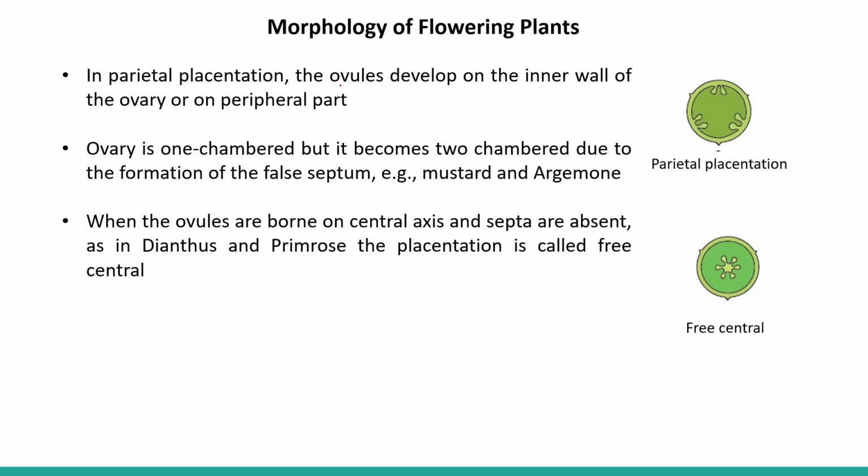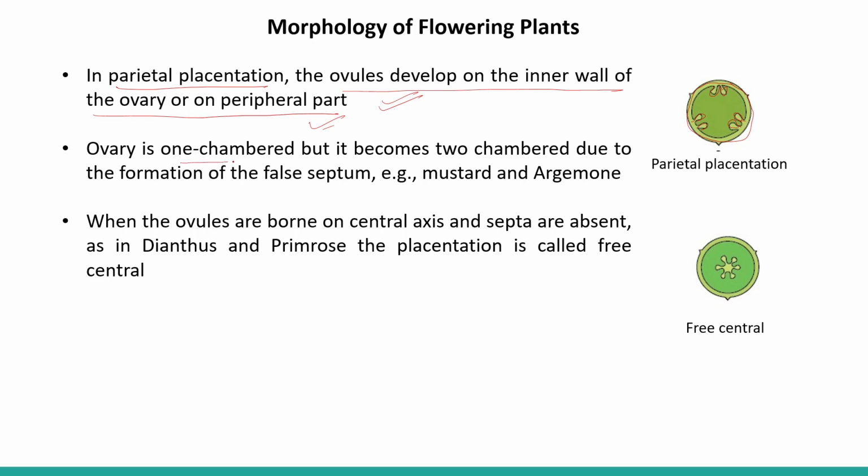In parietal placentation, the ovule develops on the inner wall of the ovary or on the peripheral part. So here you can see this is the inner wall of the ovary and ovules are attached to it. So this is parietal placentation.